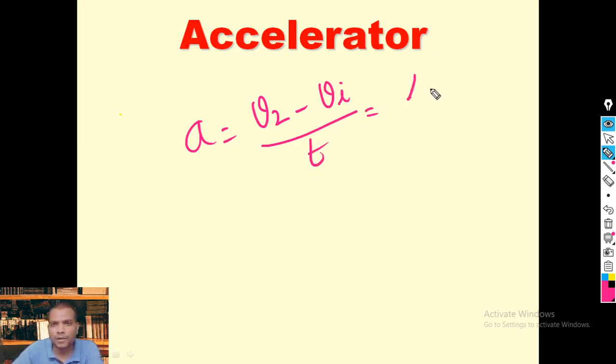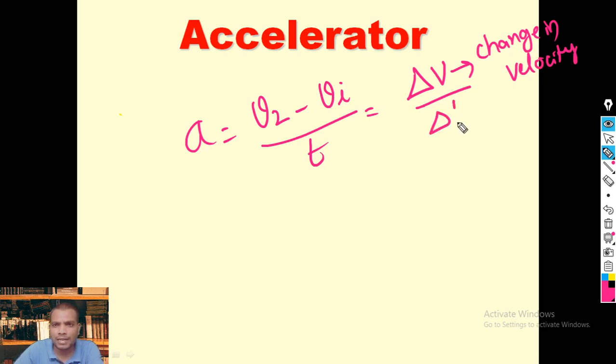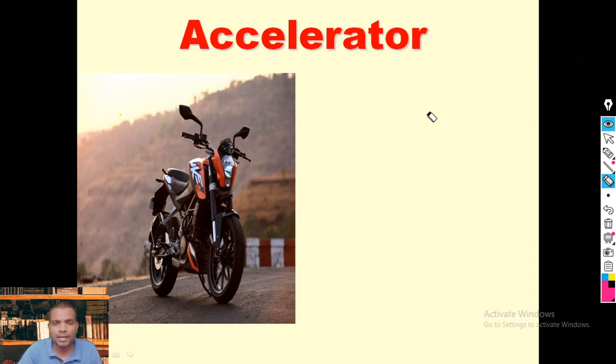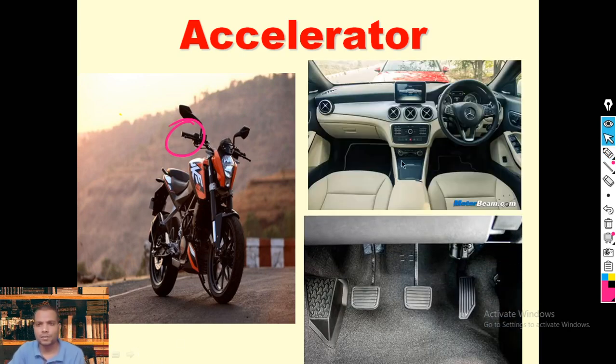So in perfect manner you can write delta v, which means nothing but the change in velocity, upon time, delta t, a small interval of time. Or in the formula we can take it as t2 minus t1, final velocity minus initial velocity, which gives delta t. So what is acceleration we know? When the word accelerator comes to our mind, bikes have an accelerator. Cars and almost all motor vehicles also have an accelerator, brake and clutch.